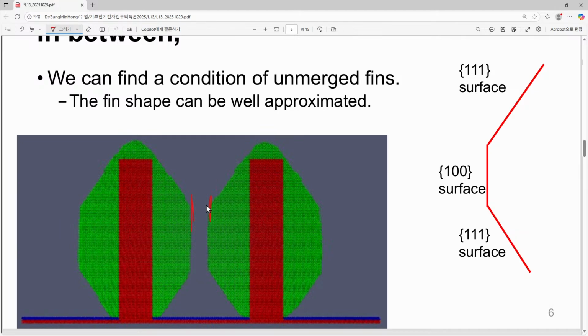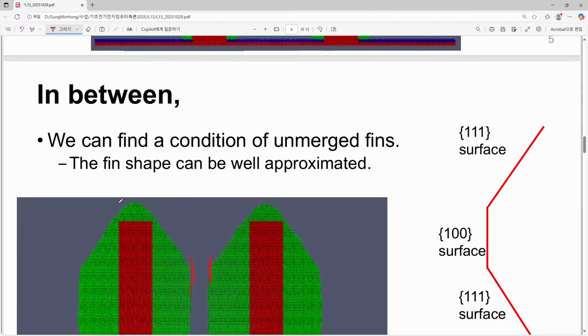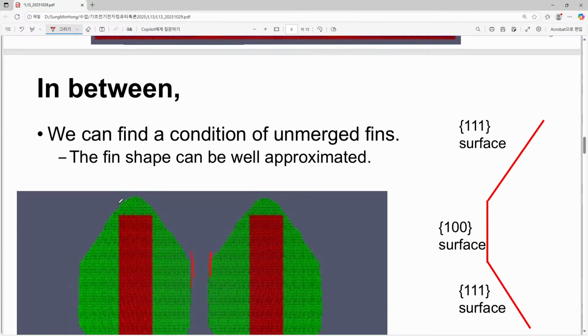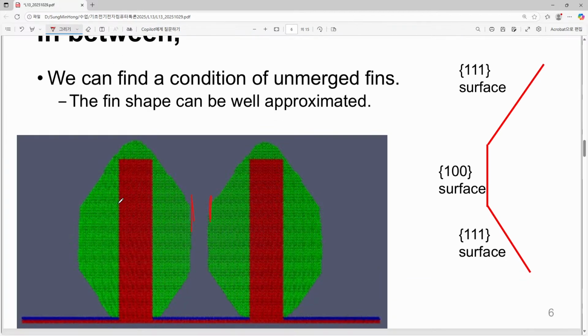But please note that this is not the only available option. There can be another option. And if we stop somewhere in between, then we can find a condition of unmerged fins. And yes, here we have some notation or statement. The fin shape can be well approximated. It means that starting from this fin, the final fin shape is quite well approximated by a certain simple geometric rule.